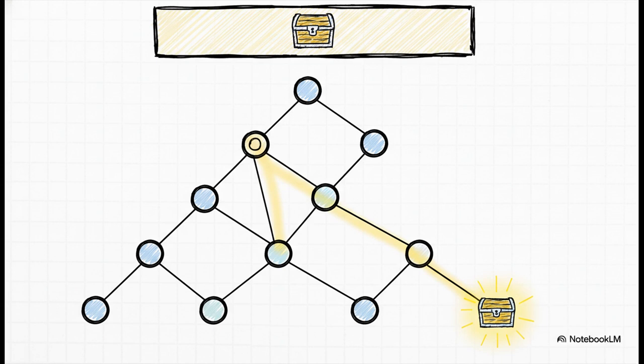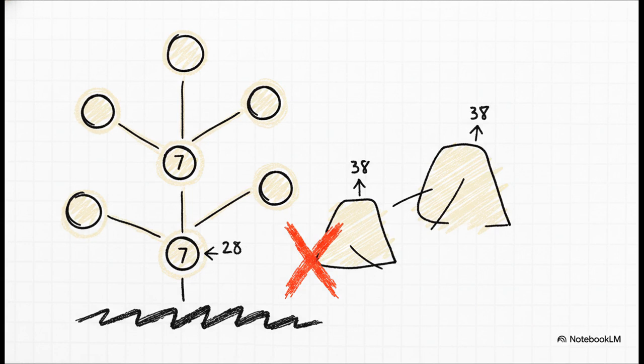Now, as we keep exploring, we eventually reach a node that represents a full, valid solution. Let's say it's node 10. We calculate its profit, and it's 38. Fantastic, we have a new champion. Our current best is now 38. And this is huge, because any path that can't possibly beat a profit of 38 is now on the chopping block. And this is the magic moment.